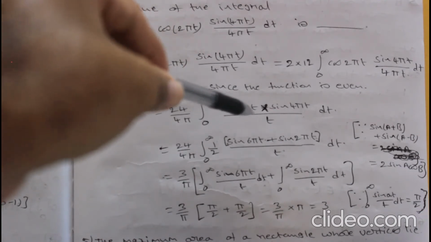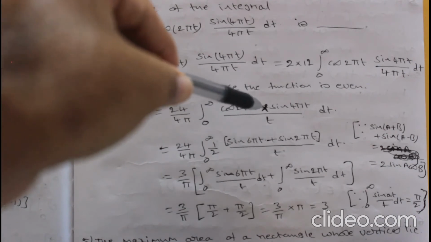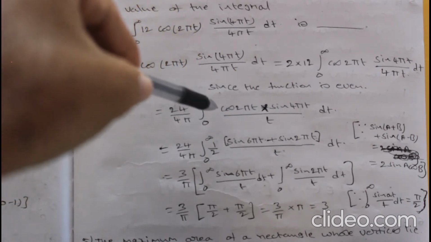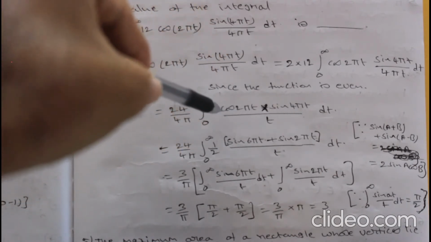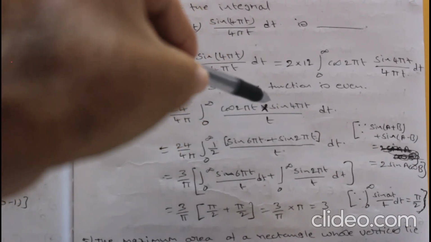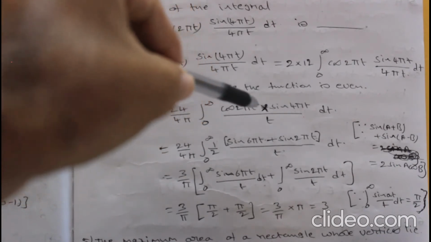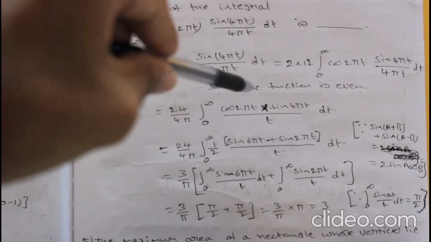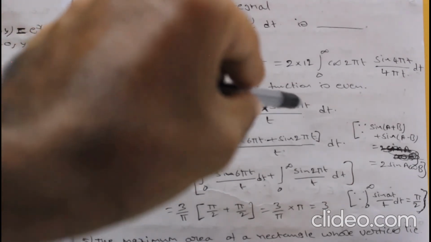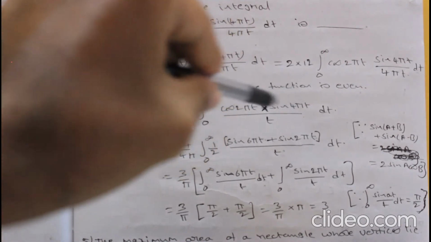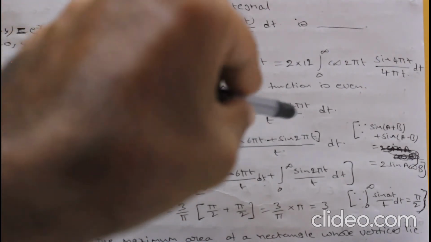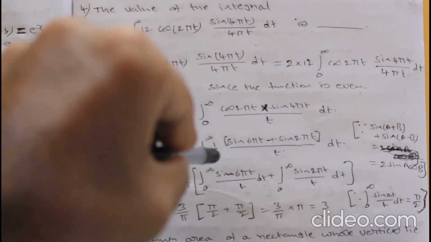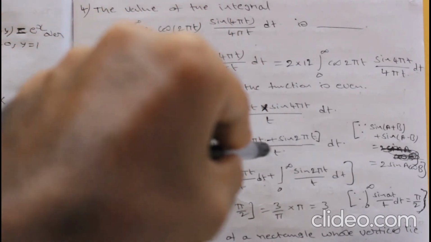So look at the function carefully. It is sin a cos b form. So if you multiply and divide by 2 in numerator and denominator, we get 2 sin a cos b, which comes from the formula sin of a plus b plus sin of a minus b. Okay, sin of a plus b plus sin of a minus b is equal to 2 sin a cos b. So sin of 4 pi t plus 2 pi t is equal to sin 6 pi t. Sin of 4 pi t minus 2 pi t is sin 2 pi t. Okay, and 1 by 2, by t.